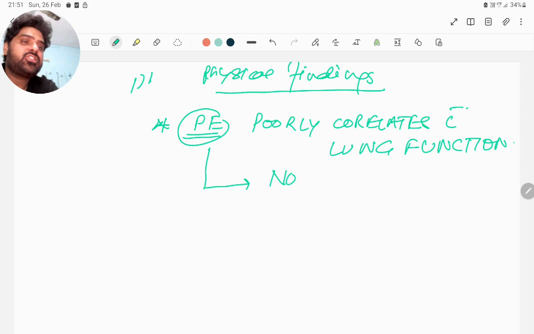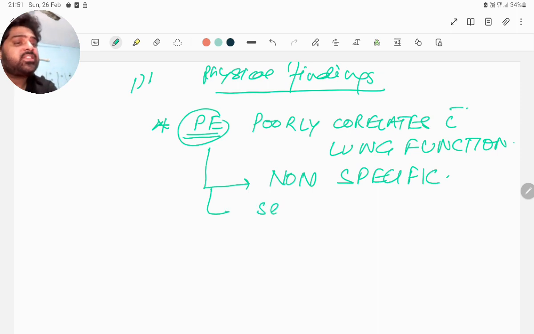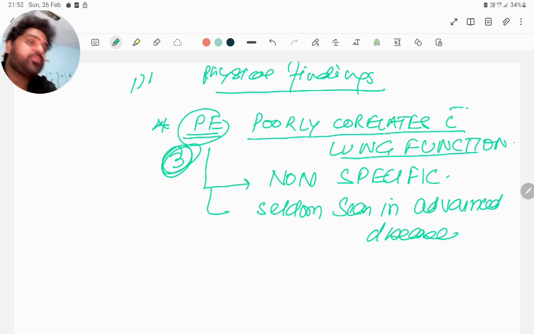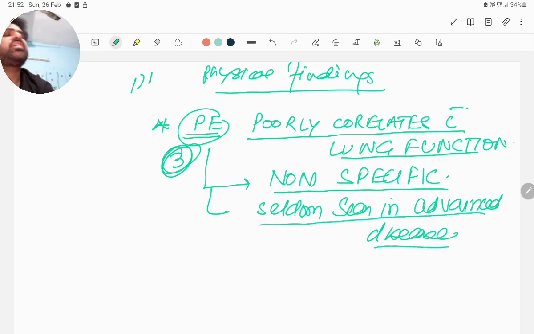Physical examination is non-specific. And it is seldom seen in advanced disease. Therefore, we should not be relying very much on the physical exam. So these are the three points regarding the physical examination: they poorly correlate with lung function, they are non-specific, and they are seldom seen in advanced disease. In advanced disease, you may or may not find them. Okay, so this is very important.